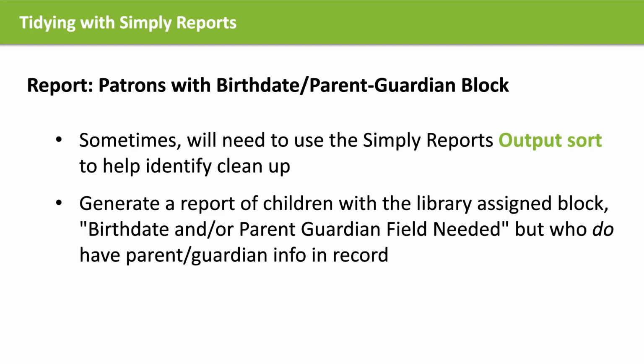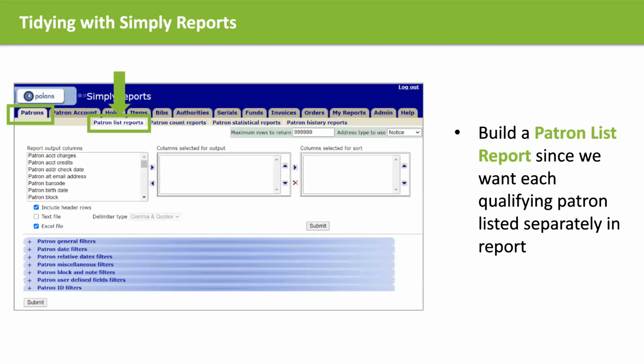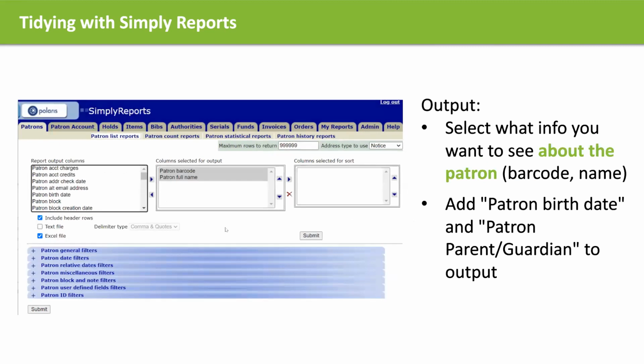So this is going to be another patron list report because, again, I want each qualifying patron listed separately in my report. For this, we're going to use the output. We want to see the patron barcode and name. And for this example, I'm also going to add the patron birth date and the patron guardian field so we can see what's written in that field.